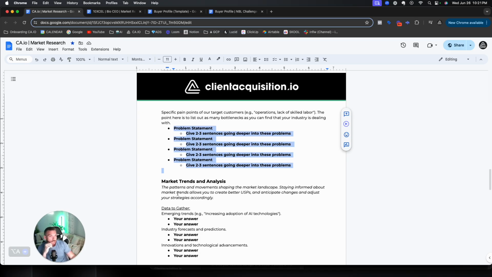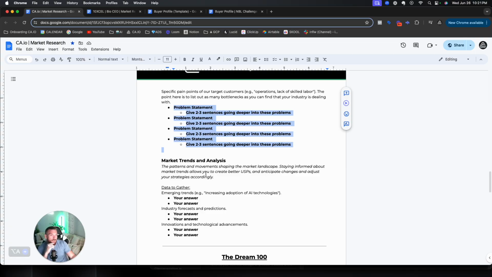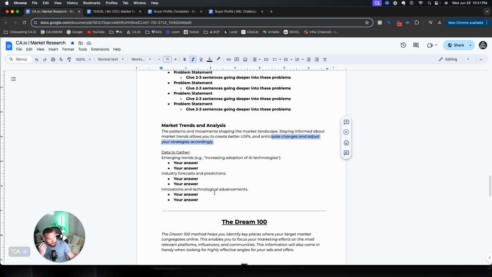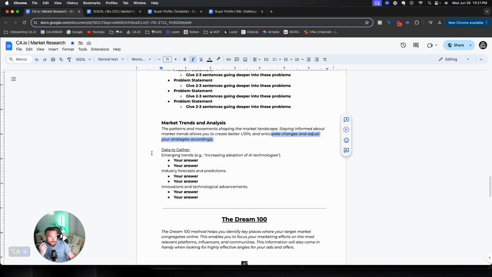So market trends and analysis, the patterns and movements shaping the market landscape. Staying informed about market trends allows you to create better unique selling propositions and anticipate changes and adjust your strategies accordingly. So data to gather here is emerging trends. An example would be increasing adoption of AI technologies, industry forecasts and predictions, innovations and technological advancements.